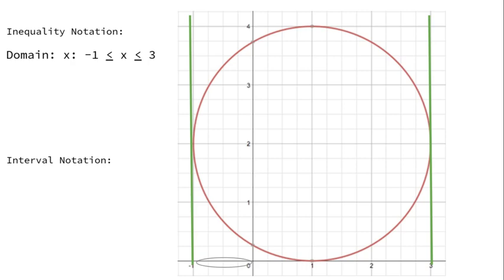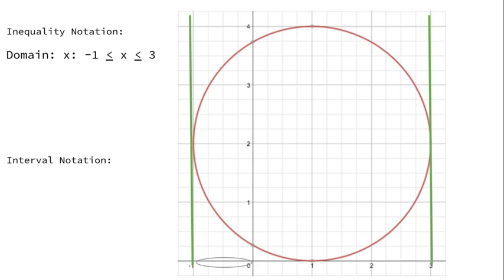But we'll also use parentheses, and those are used for different things. So for this specific domain, because the graph does touch at -1 and does touch at +3, that is when we're going to use the brackets around our numbers. Now, the thing about using interval notation is that we don't use a variable within the notation.